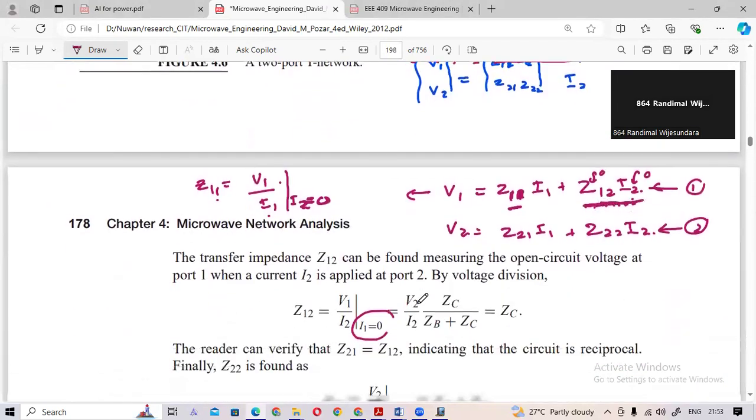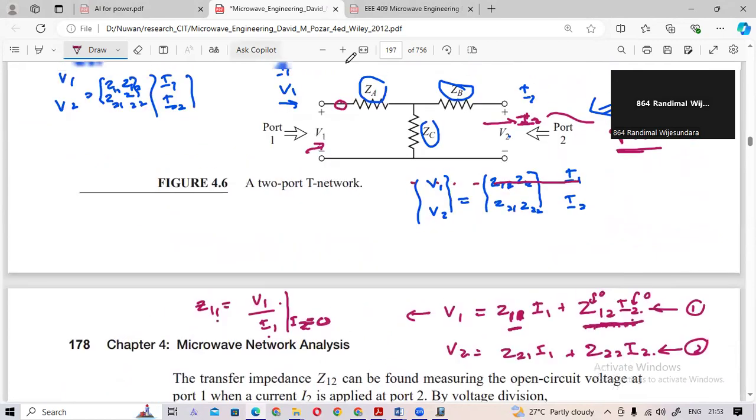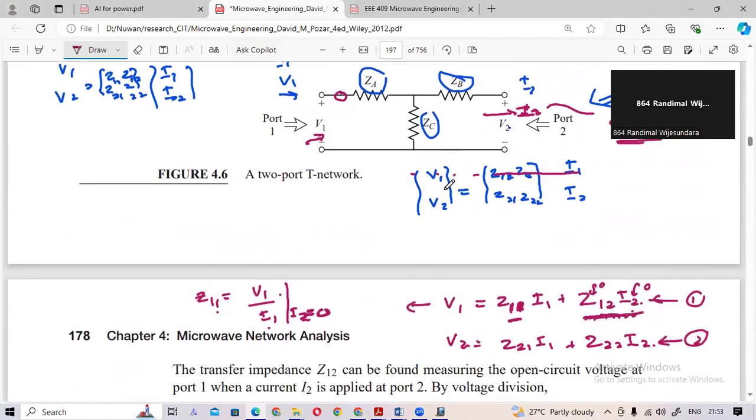Now you can make this I2 0 by keeping this open. Then if you keep this open, now you have only this circuit, no? You have a resistor here. You have a resistor here. Now this is open. No current is flowing. So this part does not affect this circuit, no?